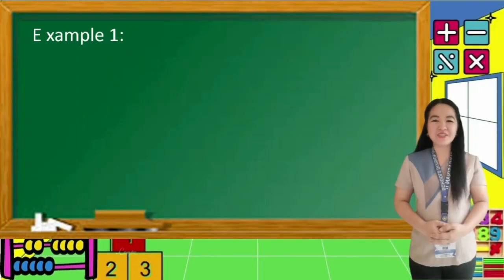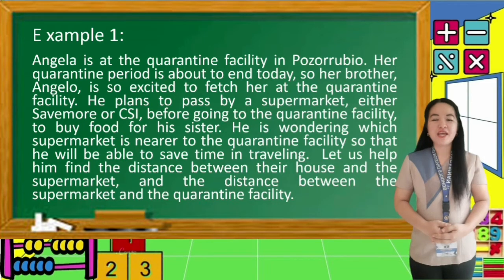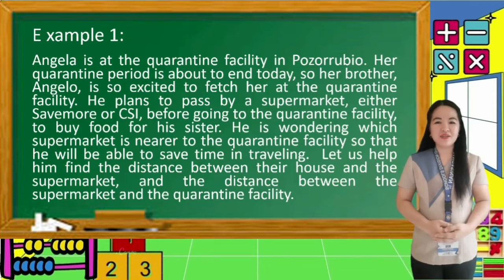Let us have example number 1. Angela is at the quarantine facility in Puzurubio. Her quarantine period is about to end today. So her brother Angelo is so excited to fetch her at the quarantine facility. He plans to pass by a supermarket, either Save More or CSI, before going to the quarantine facility to buy food for his sister. He is wondering which supermarket is nearer to the quarantine facility so that he will be able to save time in traveling.